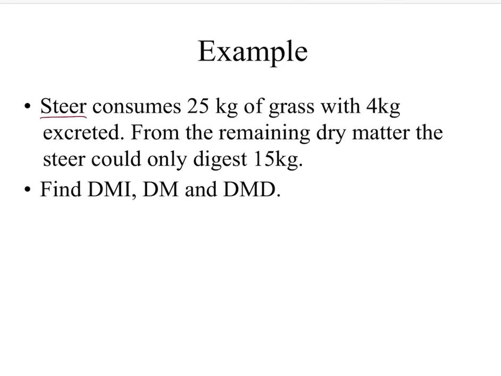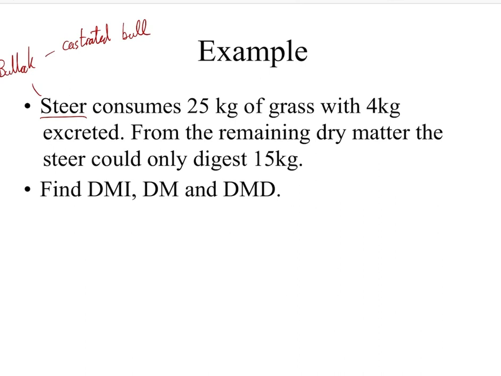A steer, sometimes known as a bullock, is just a castrated bull. So this steer consumes 25 kilograms of grass with 4 kilograms excreted. From the remaining dry matter, the steer could only digest 15 kilograms. Find the DMI, the DM, and the DMD.